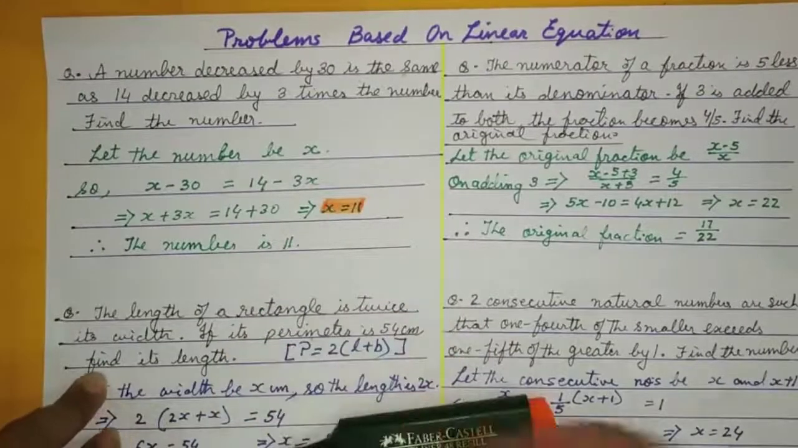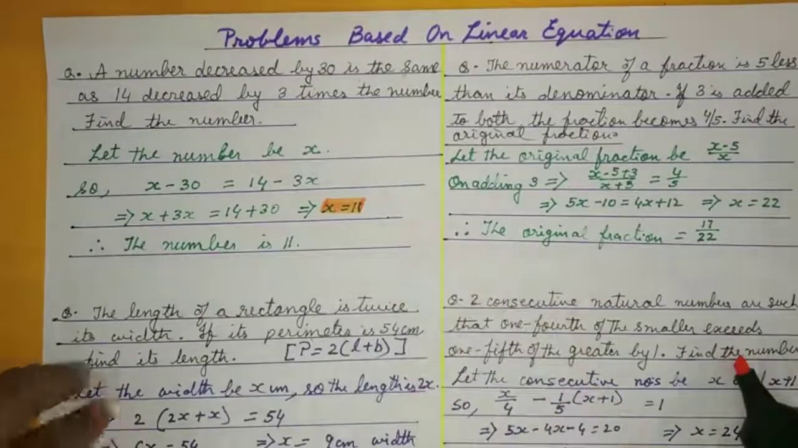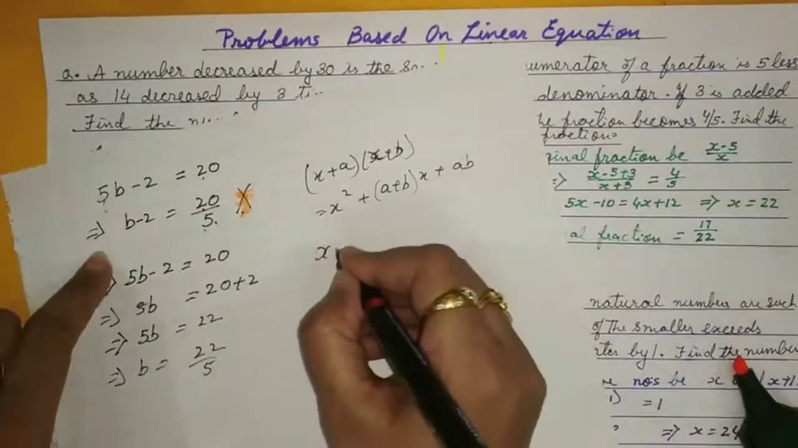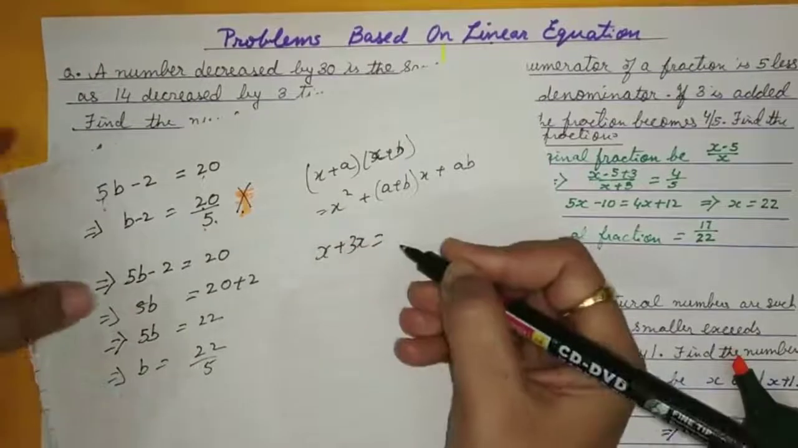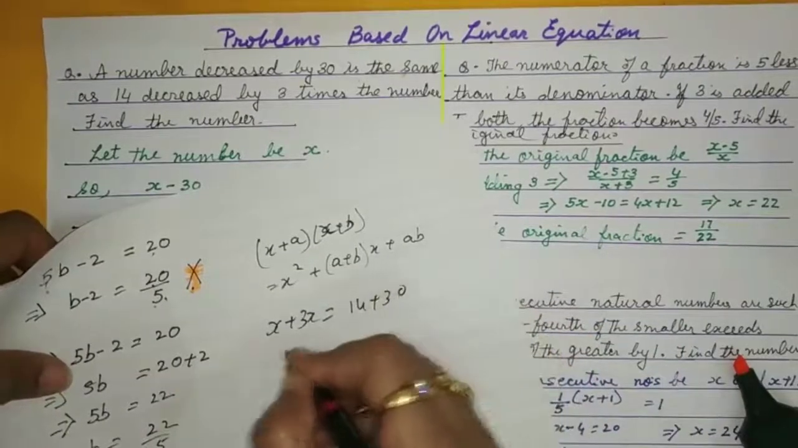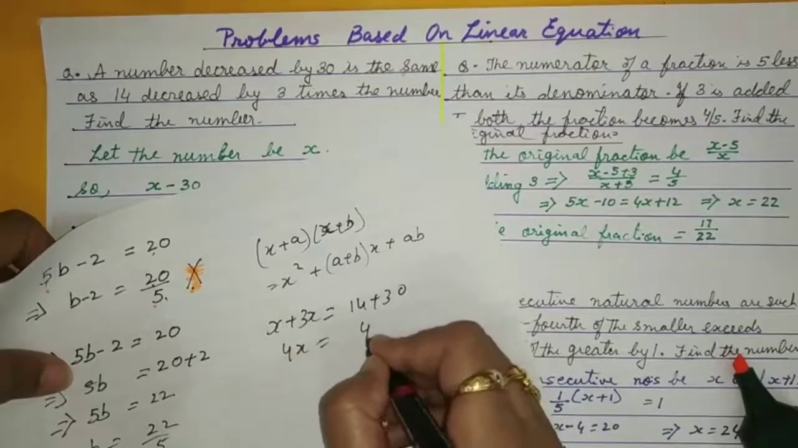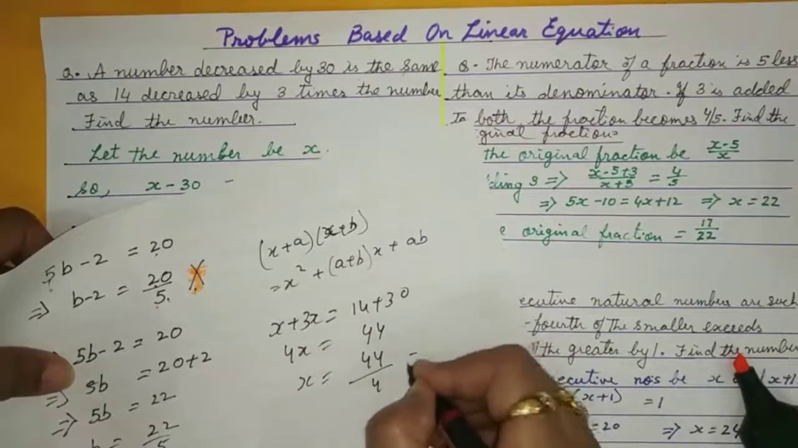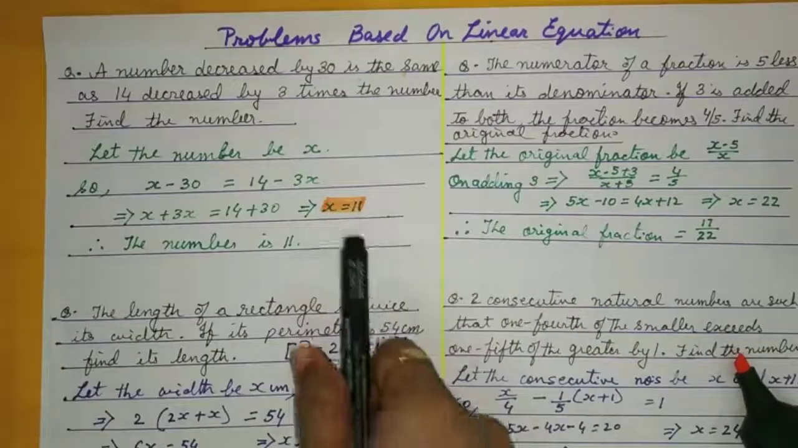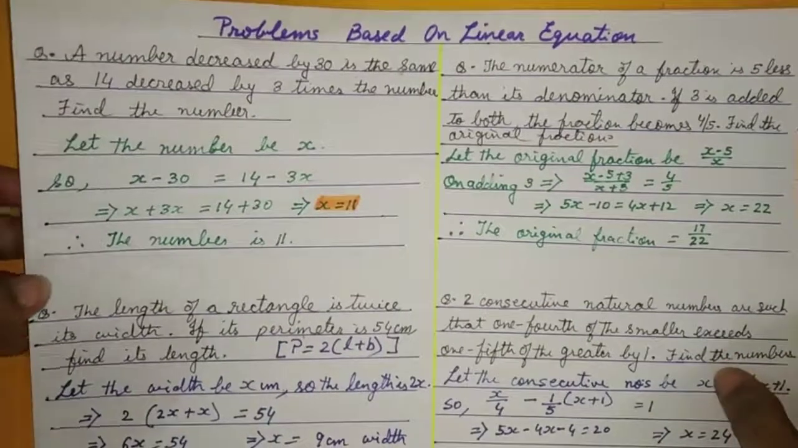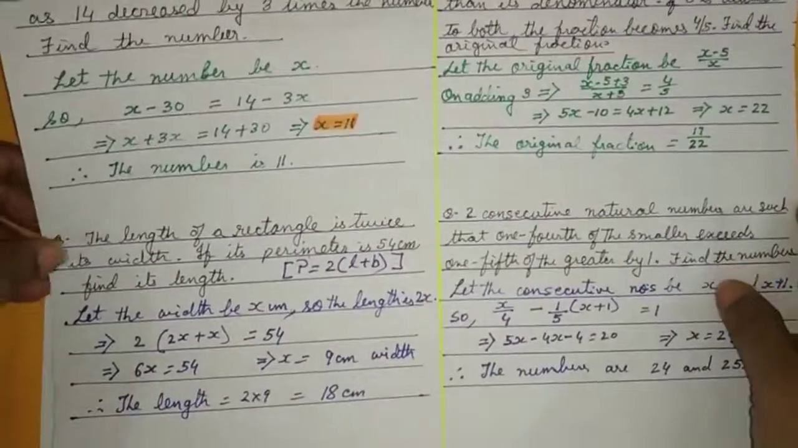So how do we solve this part? This is simple because it is x plus 3x is equal to 14 plus 30, so you get 4x is equal to 44, x is equal to 44 by 4, which is 11, and that is the answer. Some common steps I have missed, children. You are in standard 8, you don't need spoon feeding.